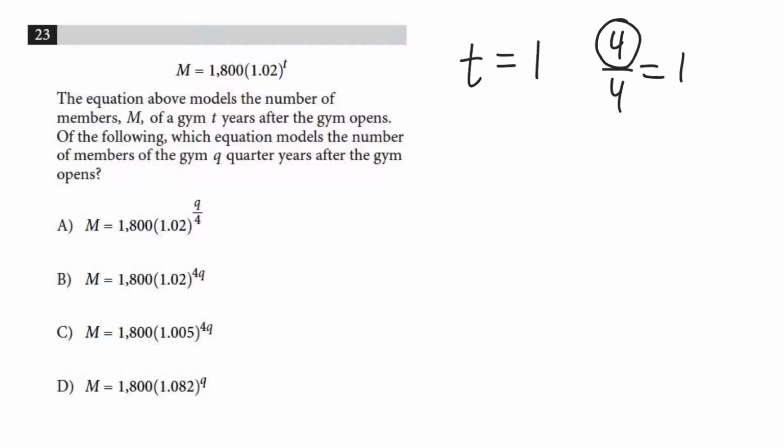If it's 2 quarters divided by 4, oh, that's 0.5 years. Okay, so we want to divide the number of quarters by 4. And it looks like the only equation that does that is A.